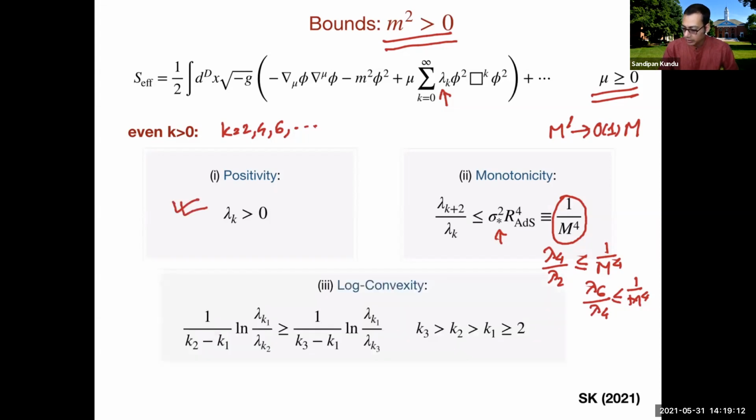Then there is the third condition of log convexity. All lambda coefficients, for any even k1, k2, and k3, must satisfy this log convexity condition. Again, this does not depend on how you define your cutoff scale. So this is independent of the cutoff scale. So all these lambda coefficients must satisfy these three conditions. Before I proceed, any question or any confusion? Okay.